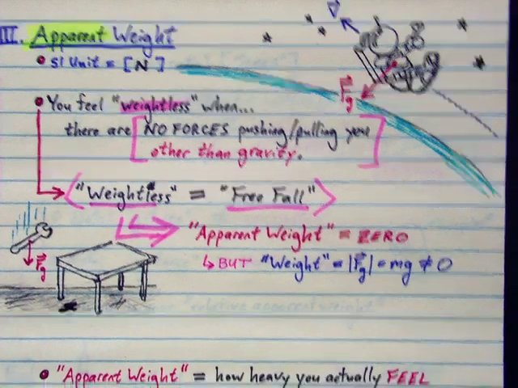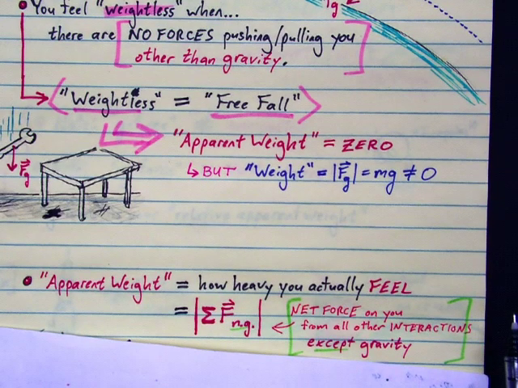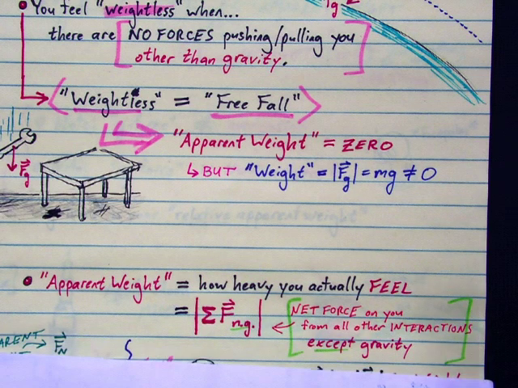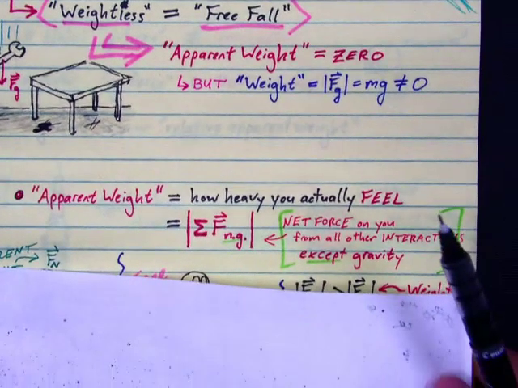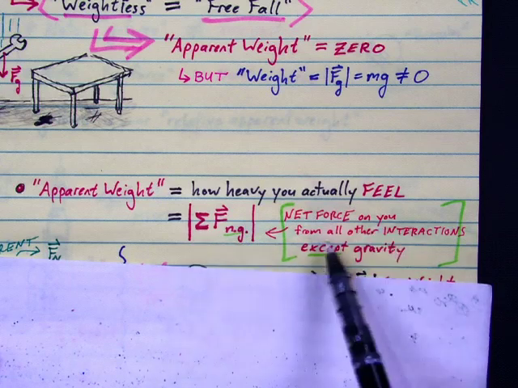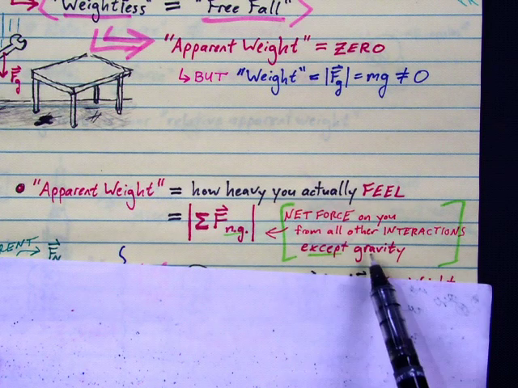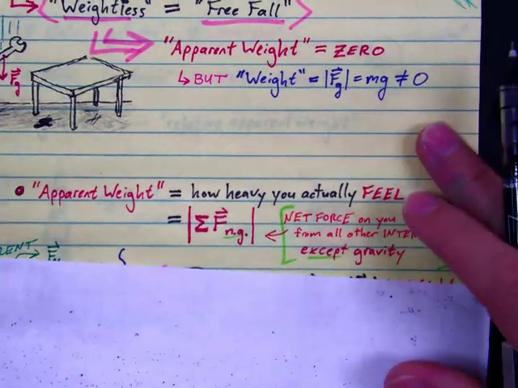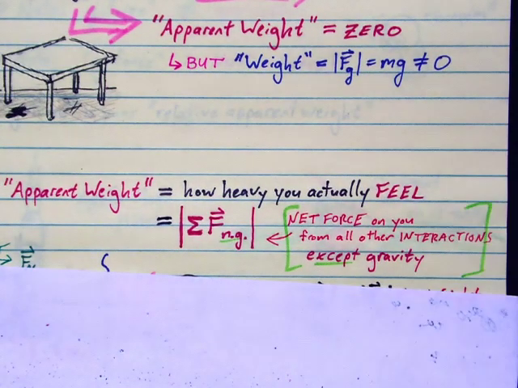So apparent weight, that's how heavy you feel. We need another concept to capture the difference between forces you feel and gravity, the one force you don't feel. So we call this concept the apparent weight. Your apparent weight at any given time is the magnitude of the net force from all other interactions except gravity. The net non-gravitational force acting on you.